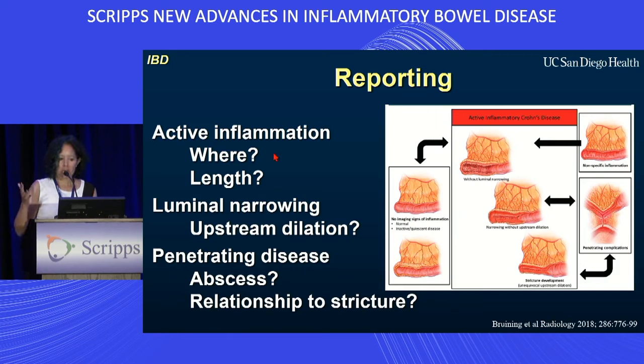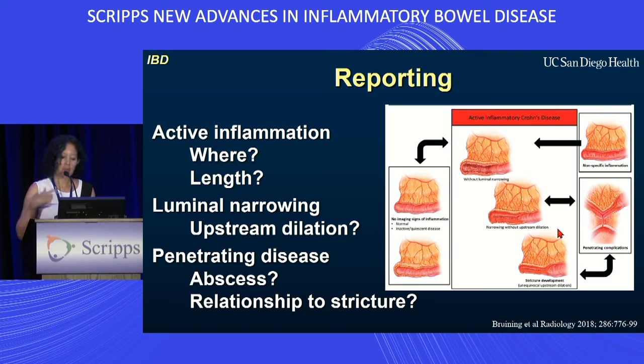Is there active inflammation? If so, where? And how long is it? Is there luminal narrowing? If so, is there upstream dilation? Right? So it's either no luminal narrowing, you can have bowel wall thickening without luminal narrowing, or it's narrowing, and remember we're talking about greater than 50% narrowing, or if there's dilation upstream.